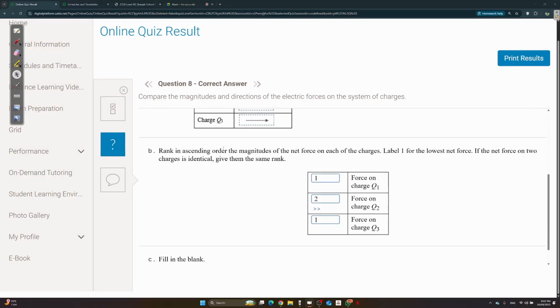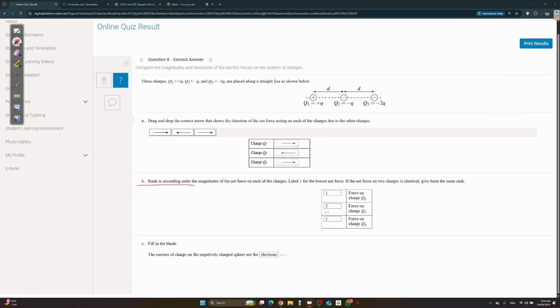Now, B, rank in ascending order the magnitude. Basically, we want to rank the forces on each charge. To make our work organized, since there's a lot going on, we're going to do it one by one. On Q1, there's two forces. There's the force attracting it to Q2, and there's the force attracting it to Q3. First, I'm going to do F21. It's going to be K Q1 Q2 over R squared. Since the charge is negative, you still keep it as positive. Never put in a negative charge, it's always positive.